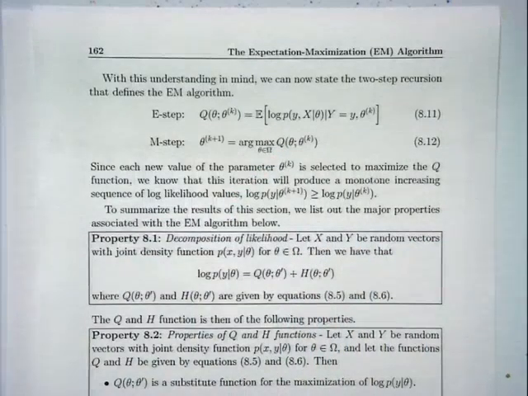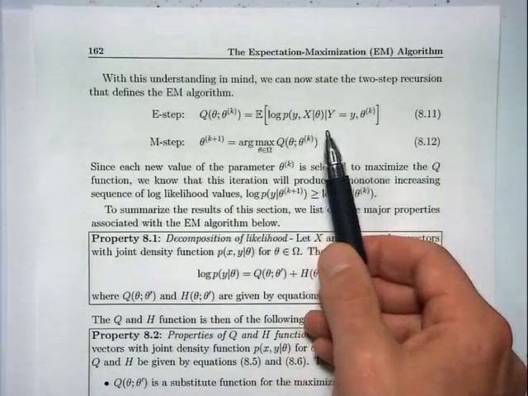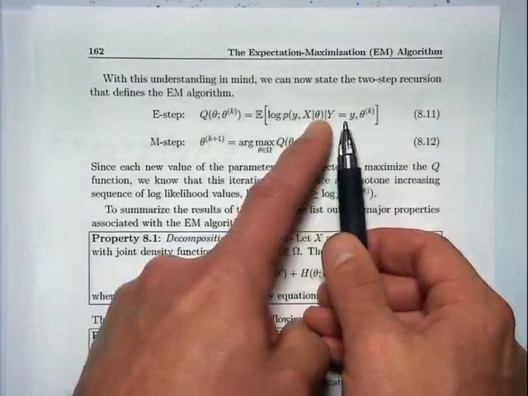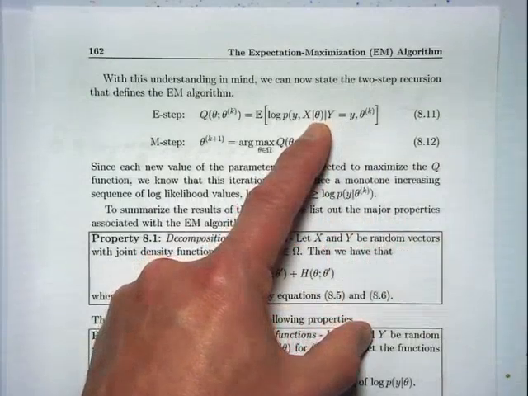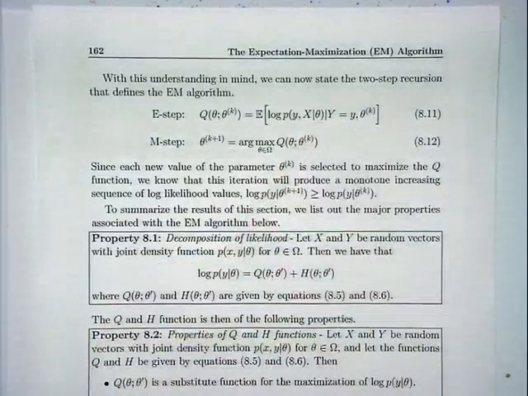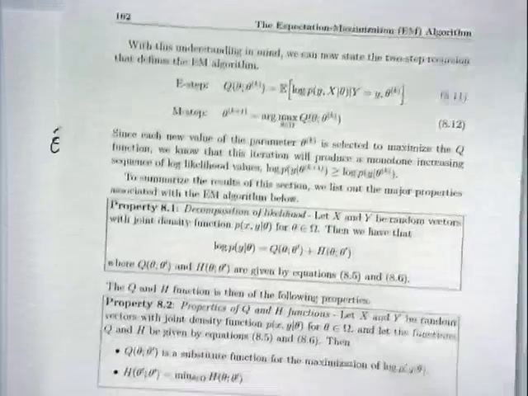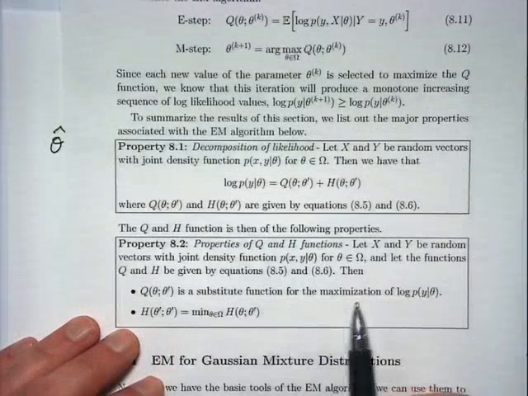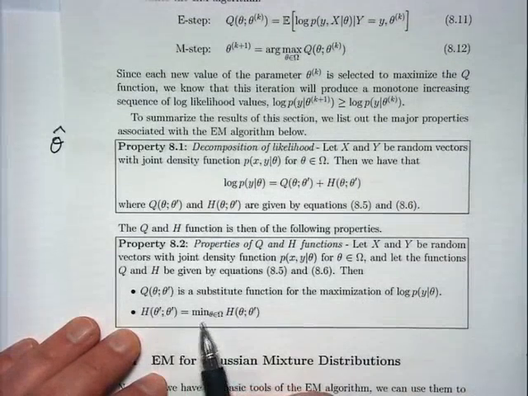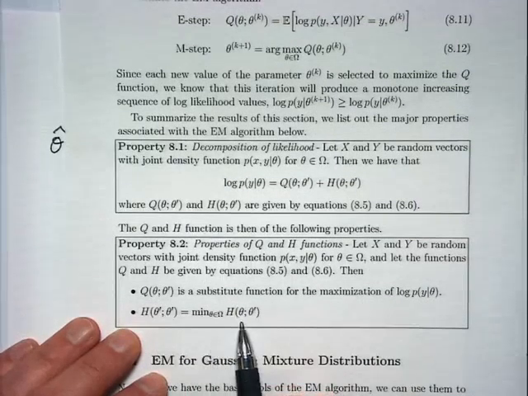Now, this isn't just a heuristic. This actually has a rigorous interpretation, which is that every step of this increases the value of the log likelihood. For each step, the log likelihood has gone up. You'll eventually converge to a local minimum, at least, maybe a global minimum of the log likelihood function. So you can see the Q function is a substitute function for maximization of the log likelihood. The minimum over theta of H is theta prime. So these are the key properties.